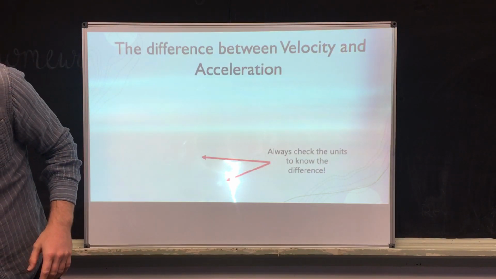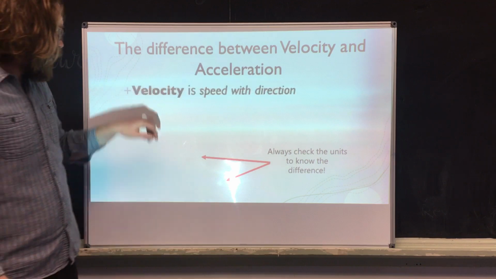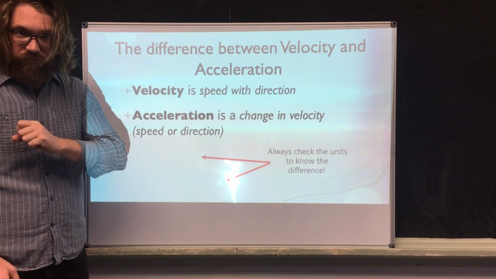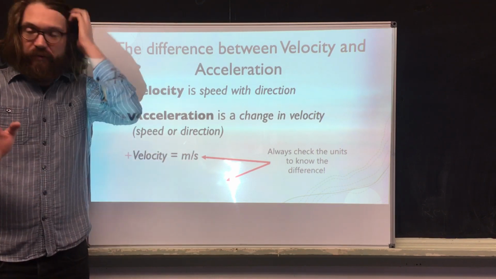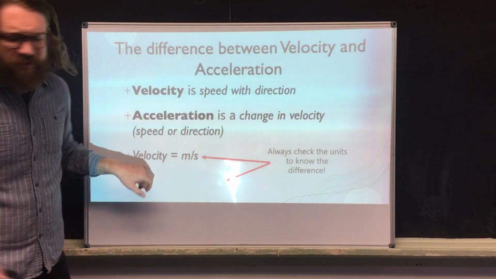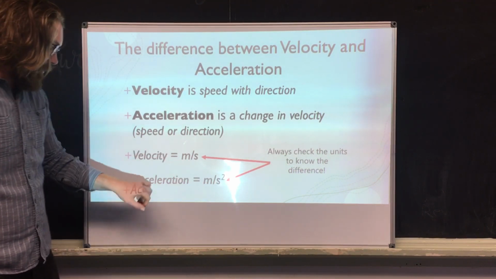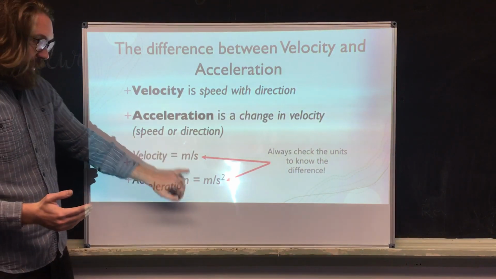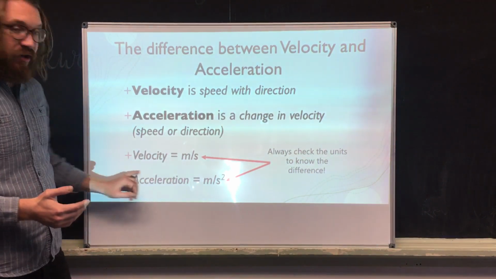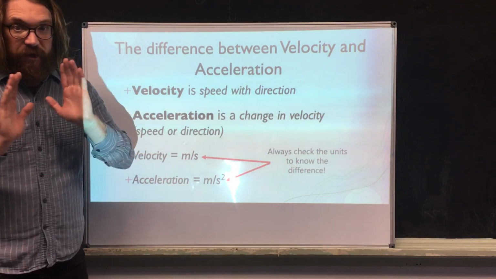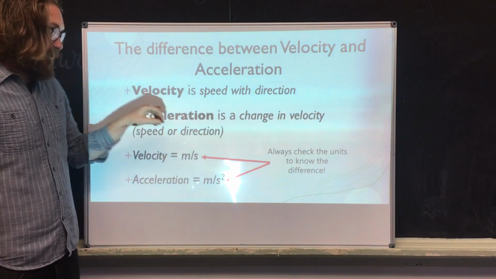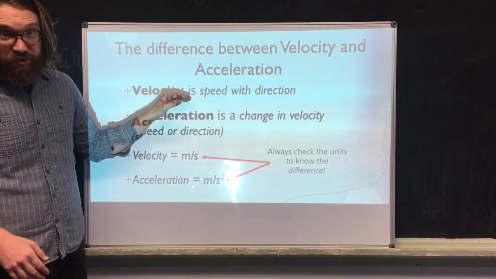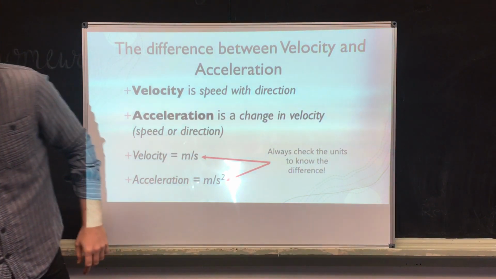So, differences between acceleration and velocity. Velocity is speed with direction. Acceleration is when you change your velocity. And the big giveaway here, whenever you see them in an equation, is that velocity is always going to be in meters per second and acceleration is always going to be in meters per second squared, okay? Always check the units to know which one you're dealing with. They look really similar, but they are not the same at all, okay? Velocity is how fast you're going, and acceleration is a change in that, okay? Or velocity is the direction you're going, and acceleration is a change in that.